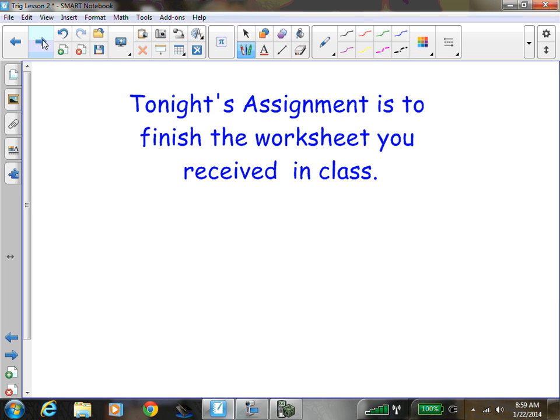Now, I think I have the first one. This sheet that I'm giving you now is one you need to put in your notebook that you've got.